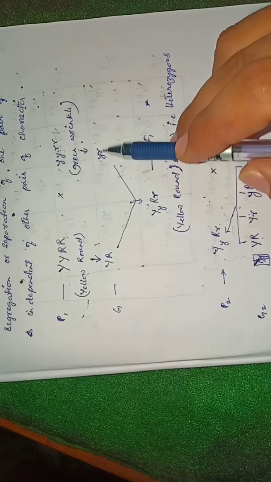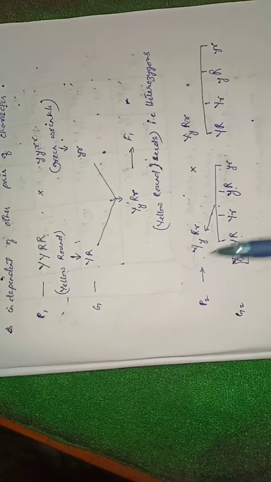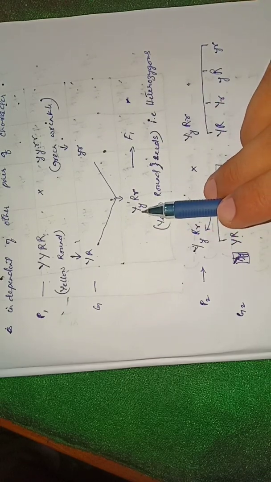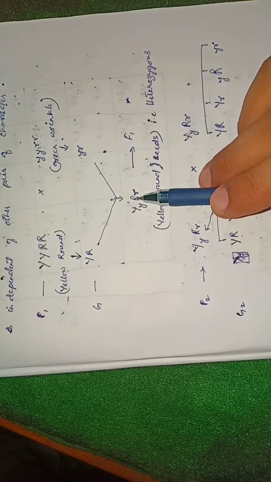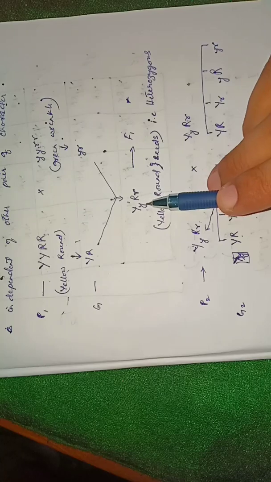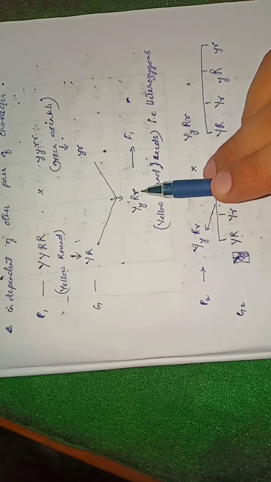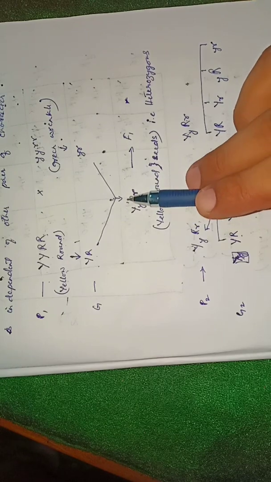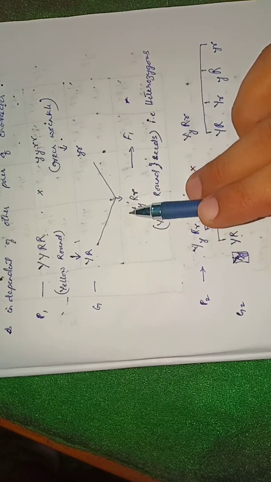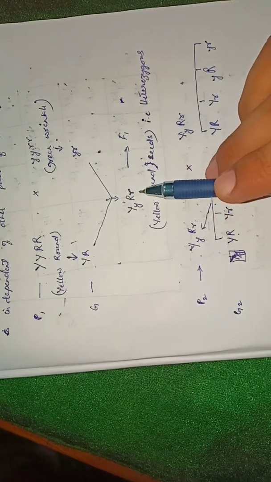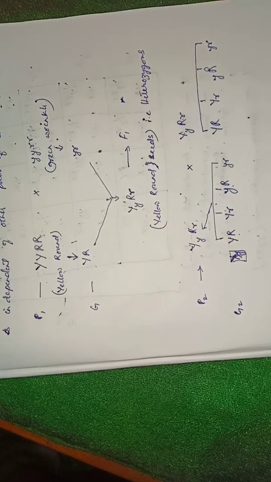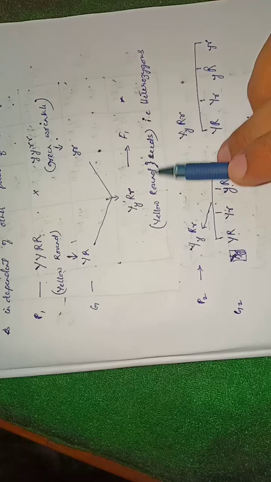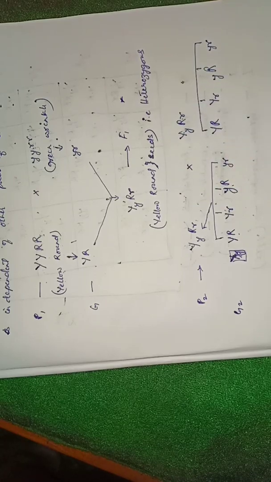Here is small y, small r. Now the fusion of these gametes will give rise to the F1 plant, in the form of yellow round, but with one capital Y, capital R, small r. So this is heterozygous yellow round, but the individuals will still show yellow round seeds in heterozygous form.